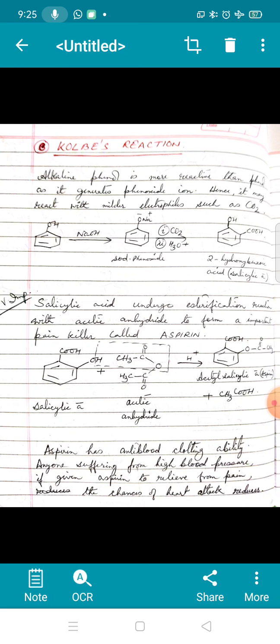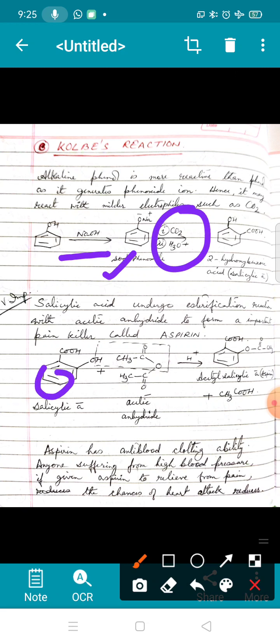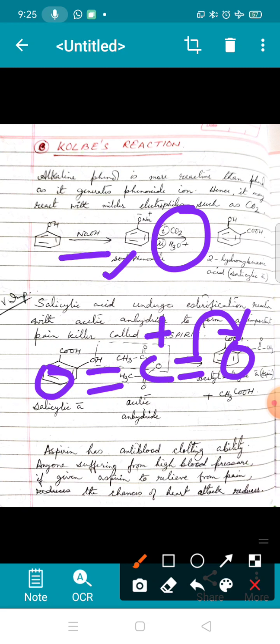Now, when you treat phenol with alkali such as sodium hydroxide, the reactivity of phenol increases, so it becomes sodium phenoxide. When you treat this with carbon dioxide, which is a neutral electrophile, carbon dioxide structure is this, and you can see the carbon is attached to two oxygens and the oxygen is strongly pulling electrons from carbon. As a result, carbon develops a positive charge, so it can behave as an electrophile. As such, carbon doesn't carry any positive charge, it is a neutral molecule.